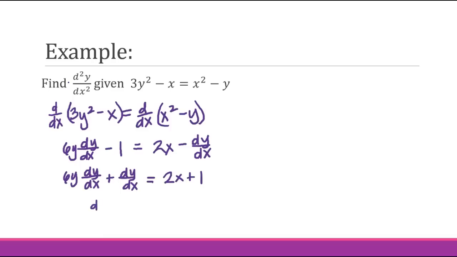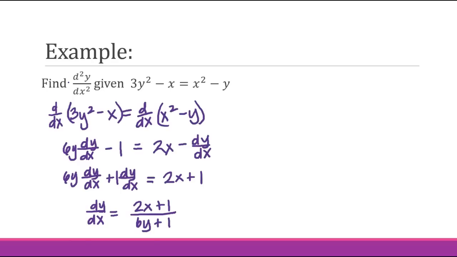And all at once here, I'm going to say dy dx is then equal to 2x plus 1 over, and if I factored out the dy dx on the left-hand side, remember there'd be a 1 here, so I'd be left with 6y plus 1 as the quantity I would be dividing over. So here's my first derivative. Now the question is, how do I get to the second derivative? Well, I would differentiate this quotient. So I would need the quotient rule here.